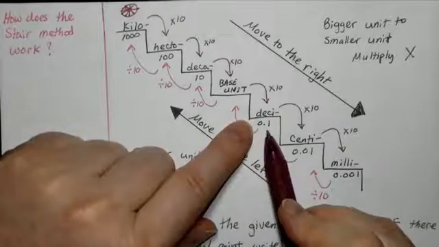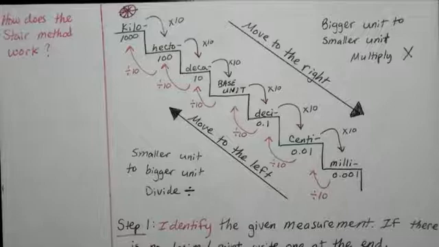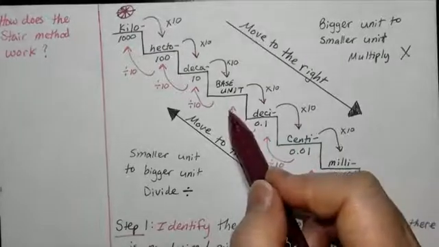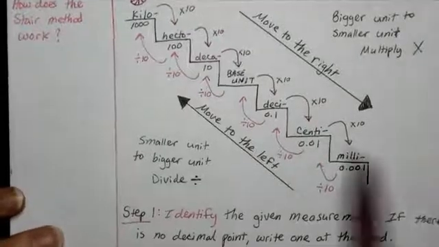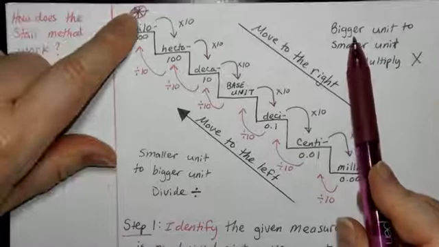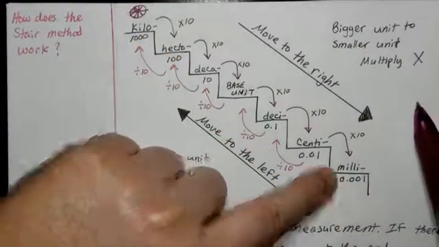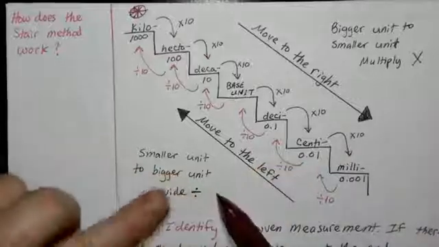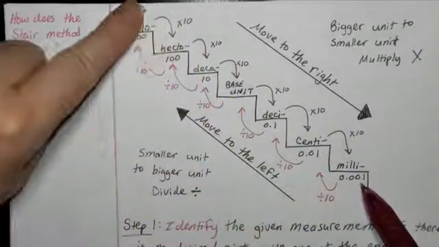If I bring it up to decis, then I would have divided by another 10, which would be 0.04. Divide by another 10, 0.004, and so on all the way back up the list. So if you're going from a big unit to a smaller unit, you're going to multiply by 10, or powers of 10. If you're going from a smaller unit up to a bigger unit, you're going to divide.